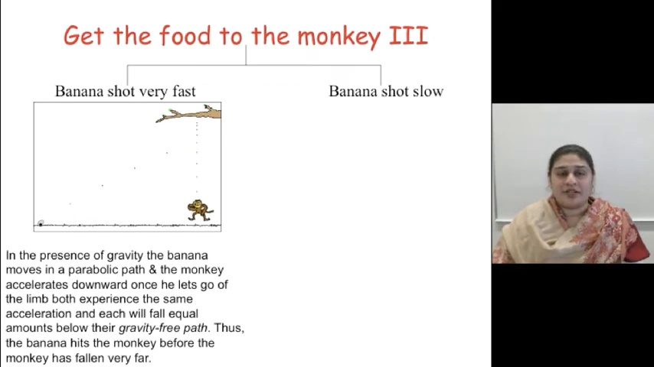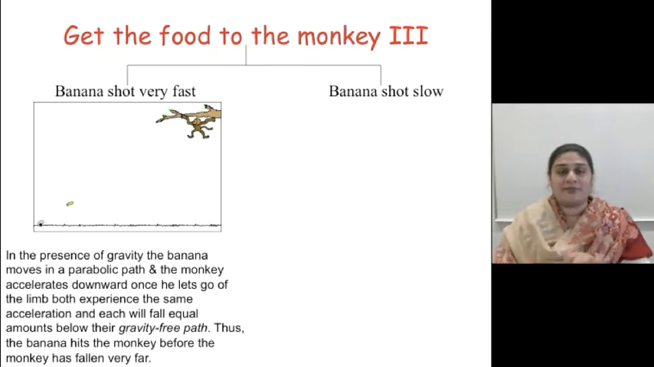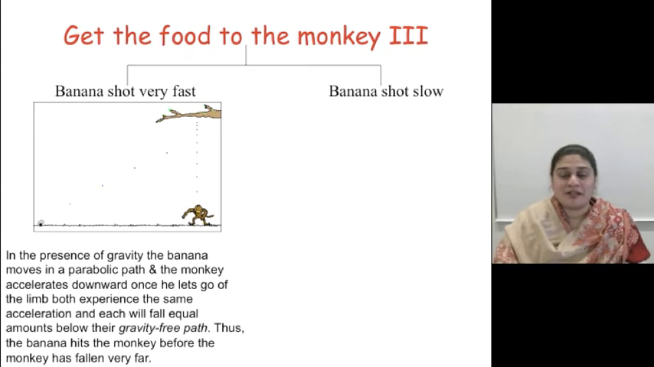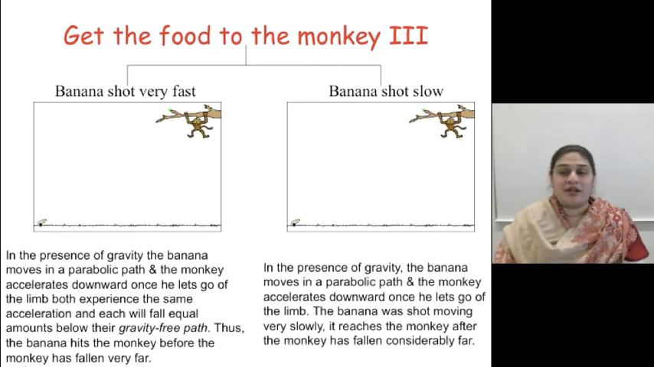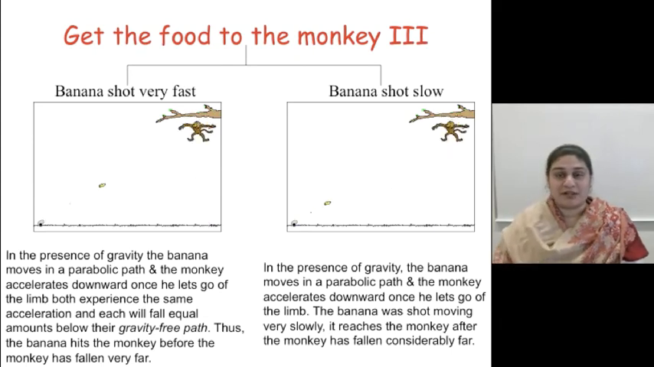Now, the other scenario is that the banana is shot very, very fast. So in that case, the monkey and the banana get together while the monkey is falling. If, on the other hand, the banana is shot very, very slow, the banana will still reach the monkey, but he will have to have traveled a long distance away.